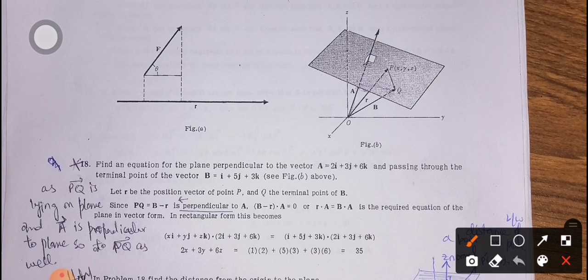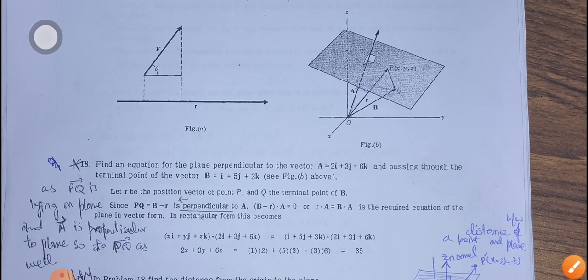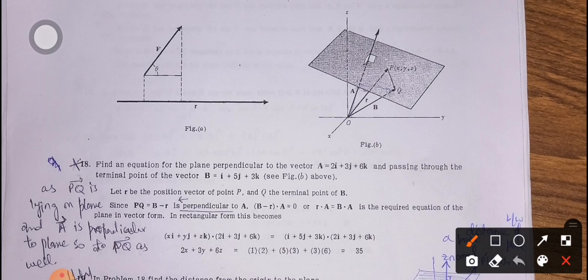So it means that we have to find the equation of this plane, which is passing through the terminal point of this vector B. Here Q is the terminal point of vector B, and vector A is perpendicular to the whole plane. We are given vector A, which is perpendicular to the plane, and vector B, and the plane is passing through the terminal point of this vector.